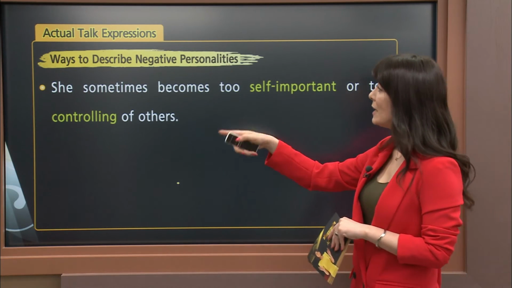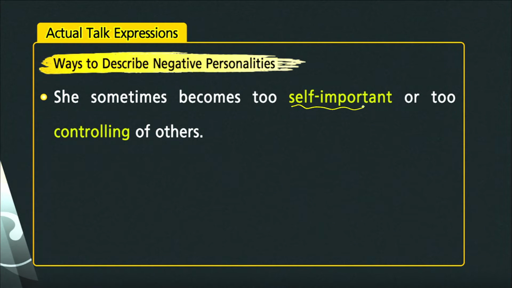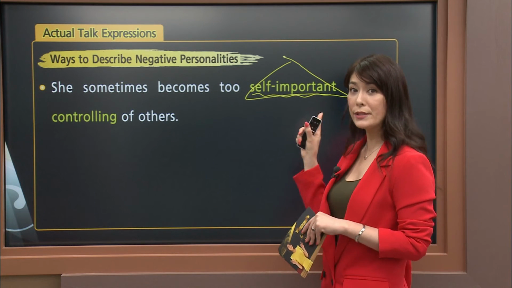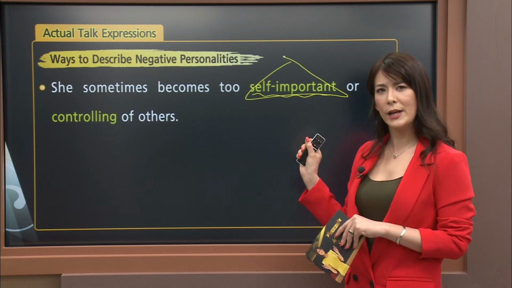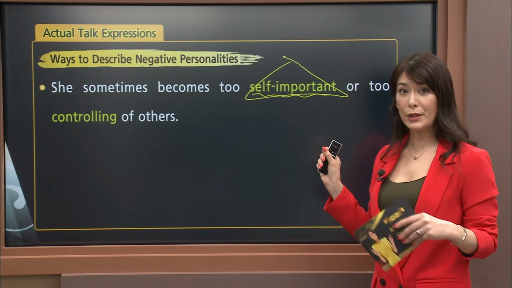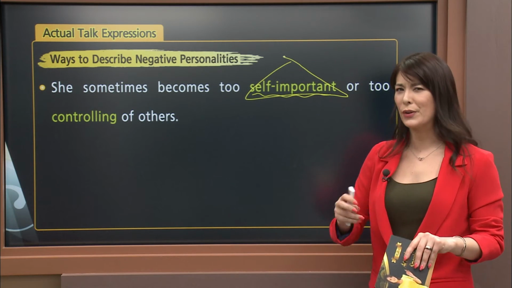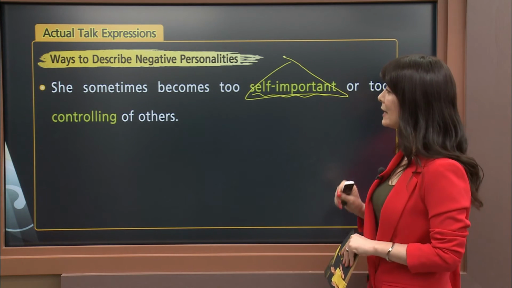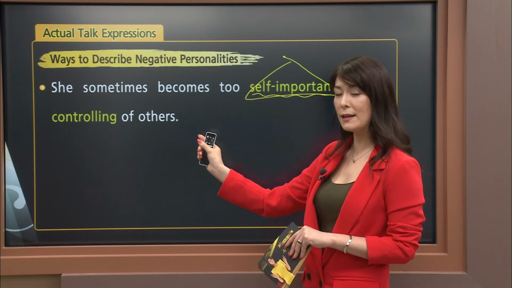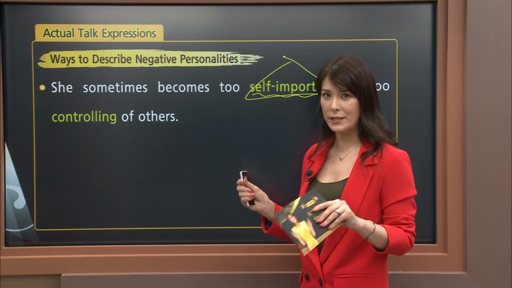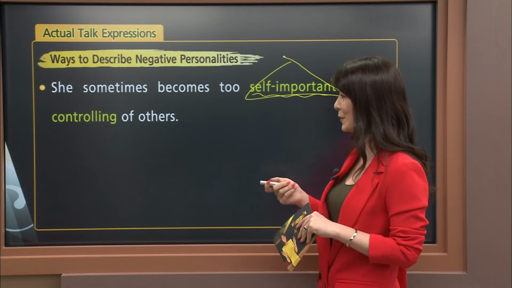Moving on, she sometimes becomes too self-important or too controlling of others. Self-important is what? Yes, you think that you are the most important, meaning, I think in Korean it's 자만심, right? You're the best. You come first all the time. There's nobody better than you. You're conceited, okay? Self-important and controlling of others, meaning you like to tell people what to do. You're kind of bossy, in other words.